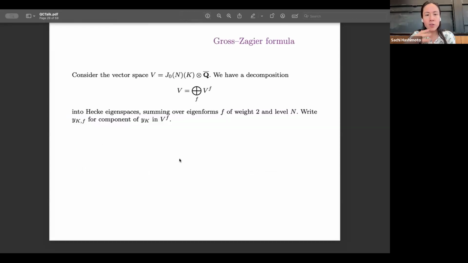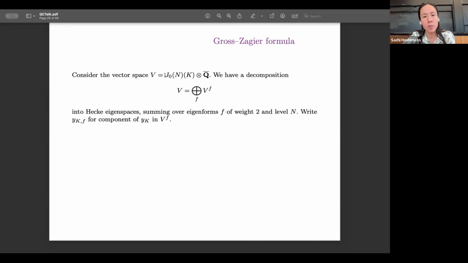If we just consider the Heegner points in J_0(N), we could consider the vector space, say J_0(N)_K tensored up with Q bar. There's an action of the Hecke operators on this vector space, so that decomposes our vector space into Hecke eigenspaces. And what is a Hecke eigenspace? Well, one way to label a Hecke eigenspace is by the Hecke eigenforms. So I'll write these Hecke eigenspaces as being labeled by their eigenforms of weight 2 and level N.